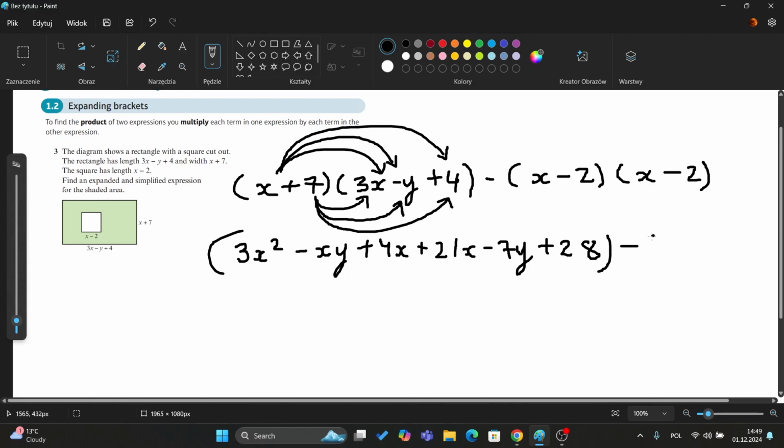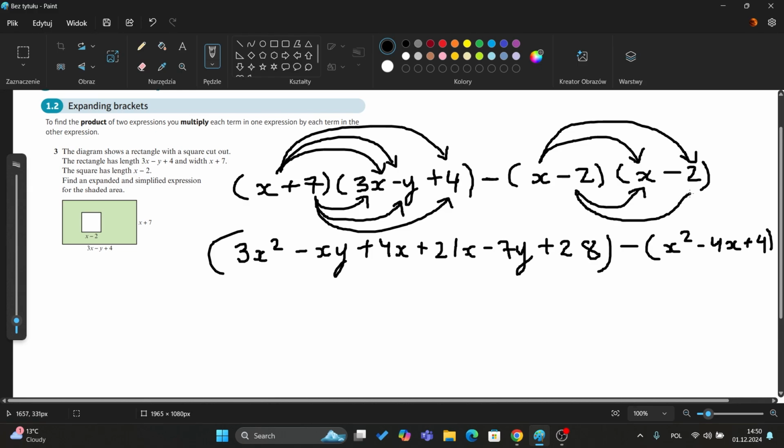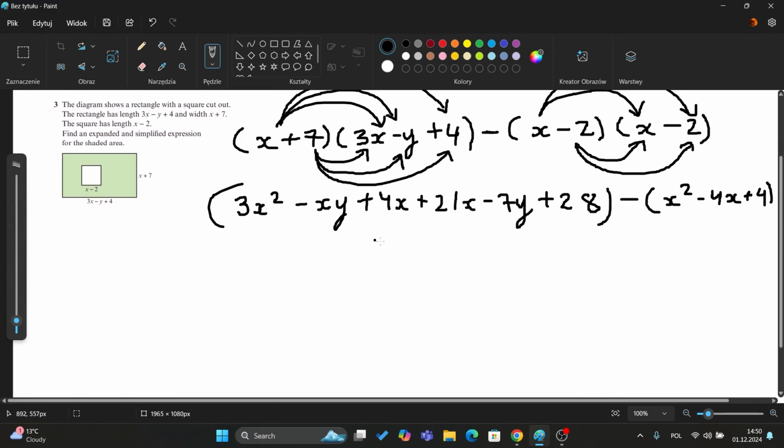Now we minus this by x squared minus 4x plus 4, and how I did it, I included the minus and expanded those brackets. So x times x is x squared, x times minus 2, and x times minus 2 is minus 4x, and minus 2 times minus 2 is 4. Now we're going to subtract those from those.